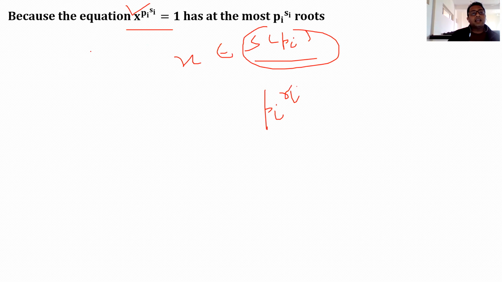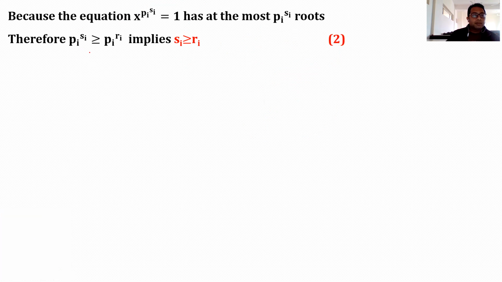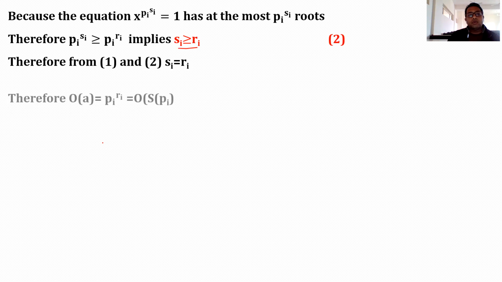And what this means is that every element of this group satisfies this polynomial. So the elements of this group, the pi^Ri elements, will all be among the roots of this equation. And the equation has at most pi^Si roots, so obviously the count of the elements will be less than or equal to the count of the roots. So you can compare the powers: Si is greater than or equal to Ri. So from 1 and 2 you will get Si equal to Ri.